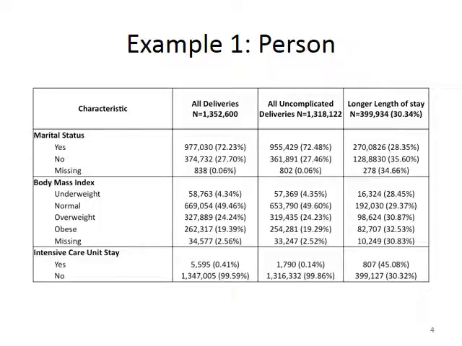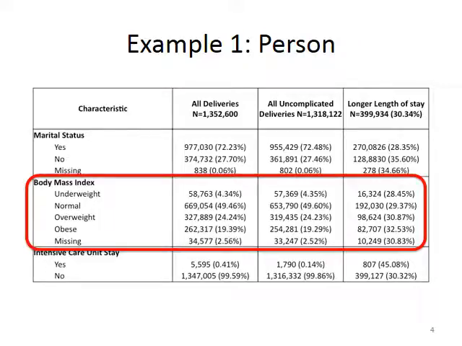Let's begin with person. The highlighted row in the table shows a characteristic, body mass index. We see that about half of all deliveries were women with a BMI in the normal range. Looking at the longer length of stay column, we observe that as BMI increases, the proportion of women with a longer length of stay increases. This is an example of a characteristic that makes a person more likely to experience the outcome.